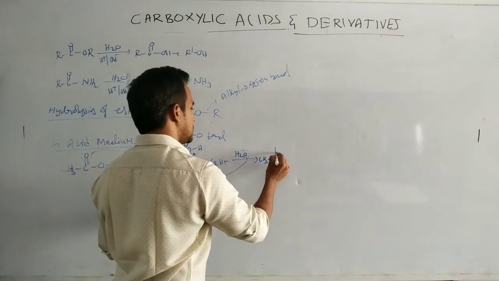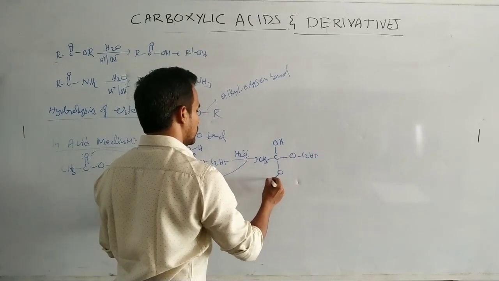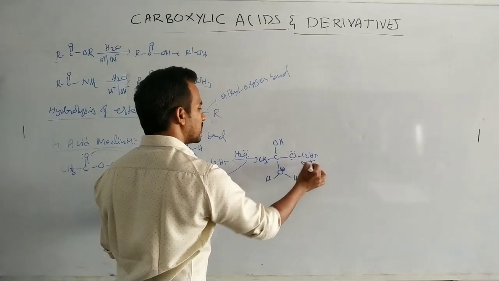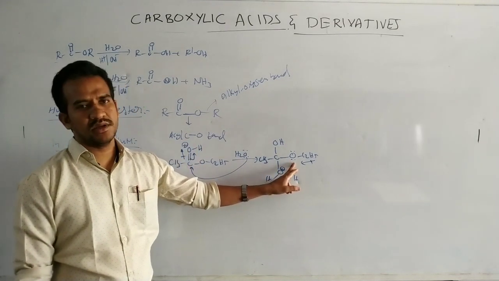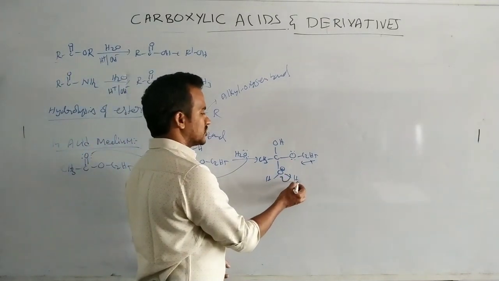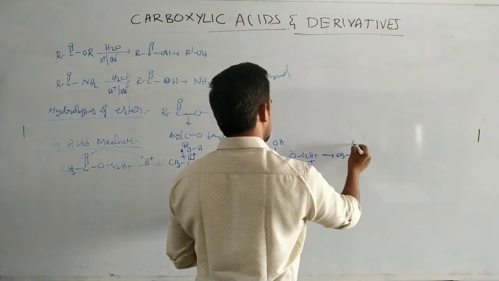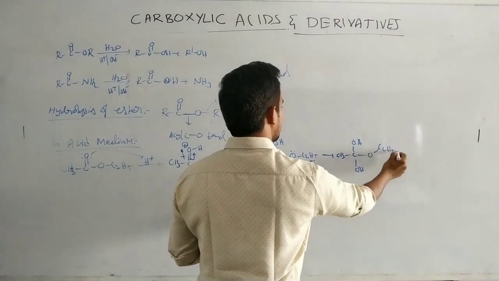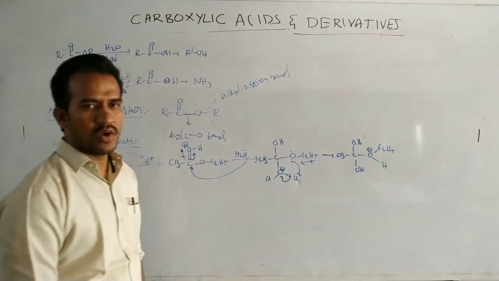So here CH3C OH, here OC2H5, and this one OH, here H plus. Generally ethyl is a plus side group, an electron-donating group. So around this oxygen more electron density is located. That more electron density means it is more basic. So proton transfer takes place. So here CH3C OH, OH, O, C2H5 H plus.